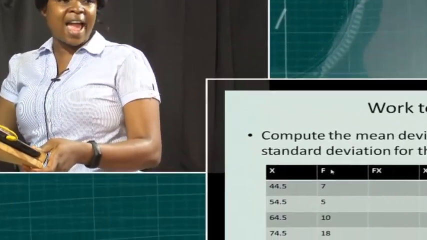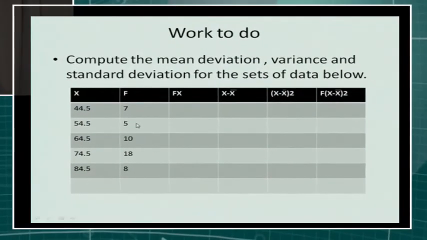Then you can as well try this at home. So this is your X, which is your sample. Then F, that's the frequency. So you calculate for your Fx. That is telling you that F and X, so it's 44 times 5, 44.5 times 7. So that's your Fx. Then you look for your mean first.